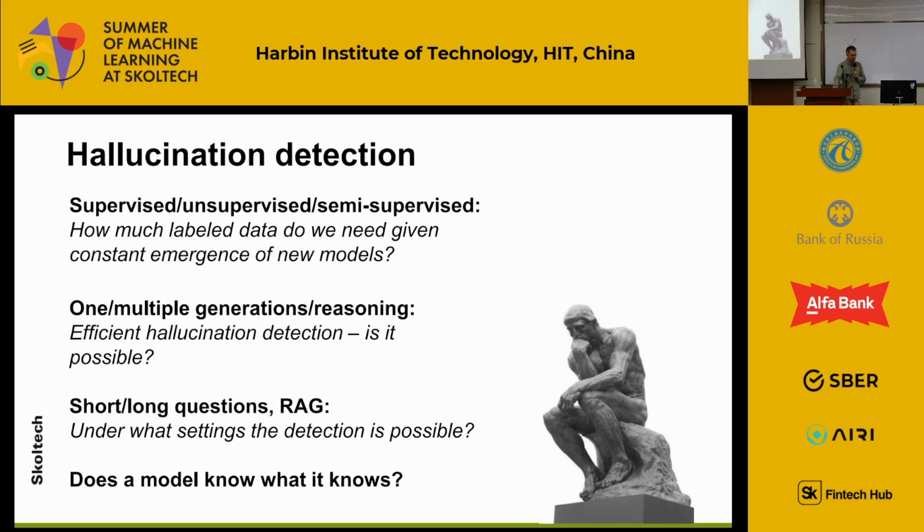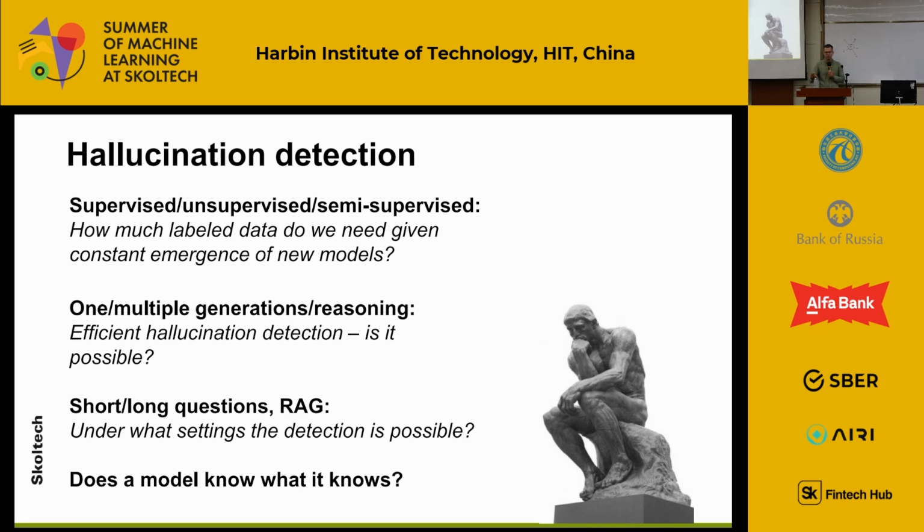So actually, there are many questions we can consider about how we should detect hallucinations. For example, in what setting it should work, and is it possible to train a hallucination detector if we have no supervised data, if we have no labels? It's a pretty interesting question, because each time we want to train a model, we need to collect labeled data. And these models appear every day, yes?